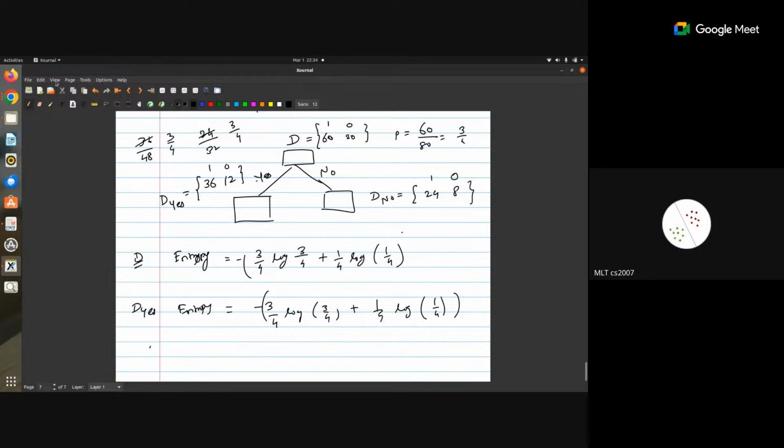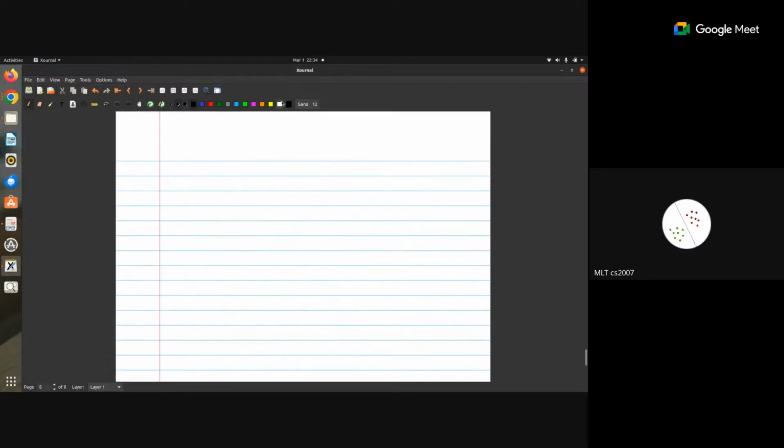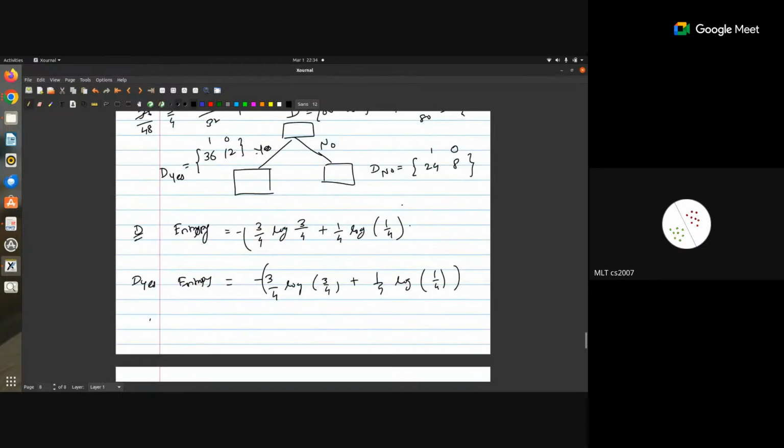First, how can you calculate gamma here? Gamma is the size of D_yes by the size of D, that is 48 by 80, which is 6 by 10, or 0.6.